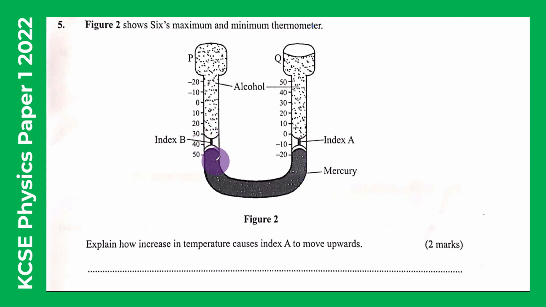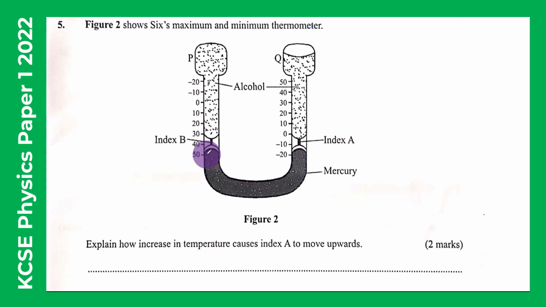Now, when this level moves down, this index B is not affected. It remains in that position, because the alcohol just passes through it, like that. These indices have springs which hold on to the sides of this glass.